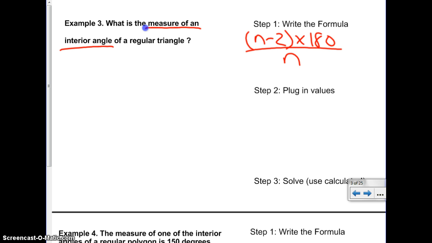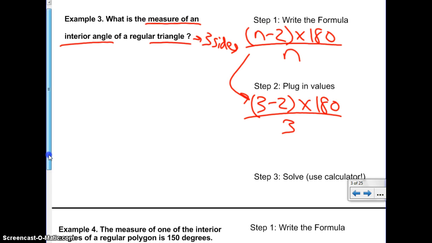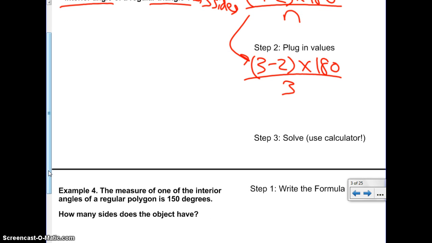Now we know n is the number of sides of our object. Well, what object do we have? It's a triangle. We all know a triangle has 3 sides. So now we're just going to take that 3 and plug it in for n. So we're going to end up with 3 minus 2 times 180 all over 3. And you can plug that into your calculator, and what you're going to end up getting is 60 degrees. So that means the measure of one of the interior angles of a triangle is 60 degrees. So that's how you can use that.